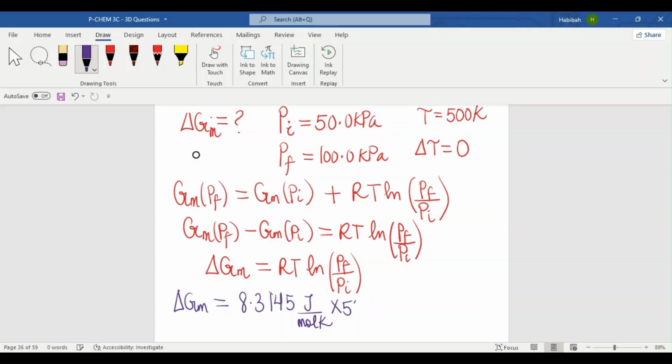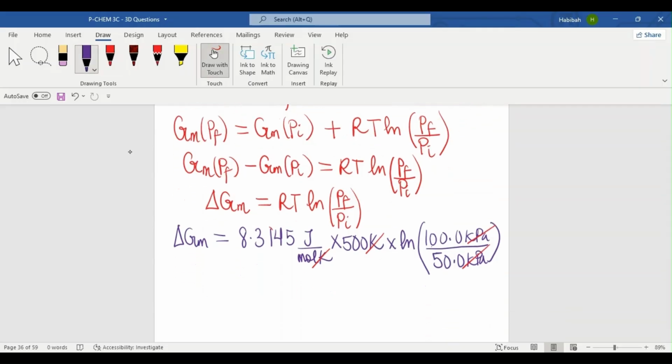We know that to be 500 Kelvin, times ln the P final. We know that to be 100.0 kilopascal divided by P initial, which is 50.0 kilopascal. So, of course, we cancel out the Kelvin, cancel out kilopascal. So what is going to end up happening is this. We're just going to input this information in our calculator where we have 8.3145 joule per mole times 500 times ln 100 divided by 50.